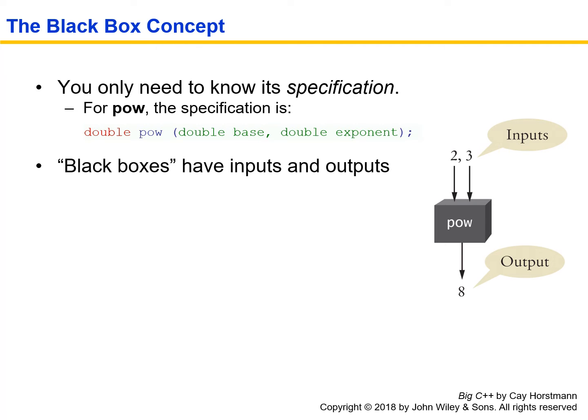Black boxes have inputs and outputs. Black boxes are an engineering concept: when you're designing complicated devices, you make the smaller parts of them black boxes that just have inputs and outputs, and then you go in and design those later, or you task out the design of those smaller parts to other engineers.